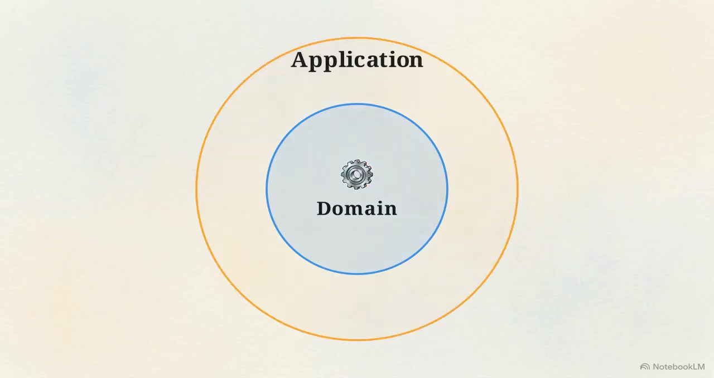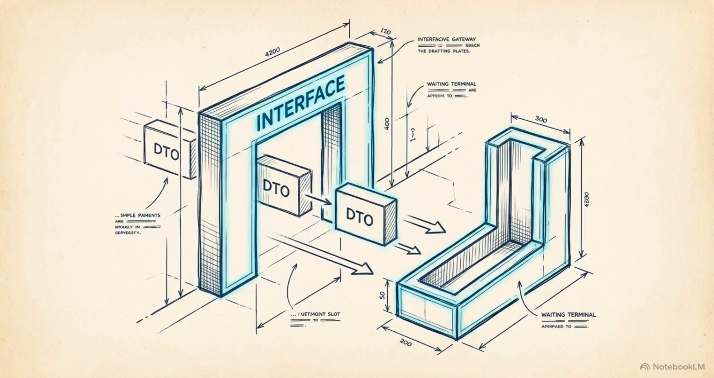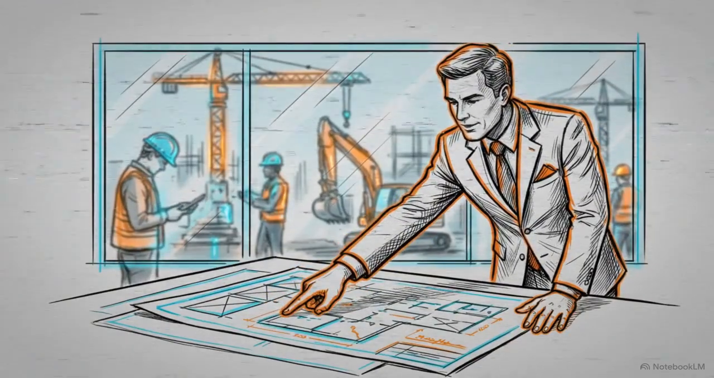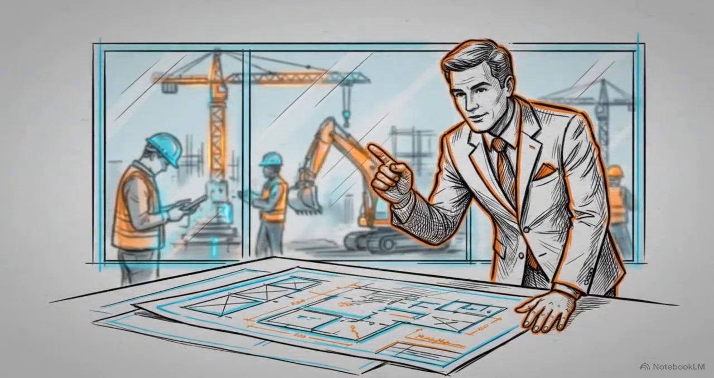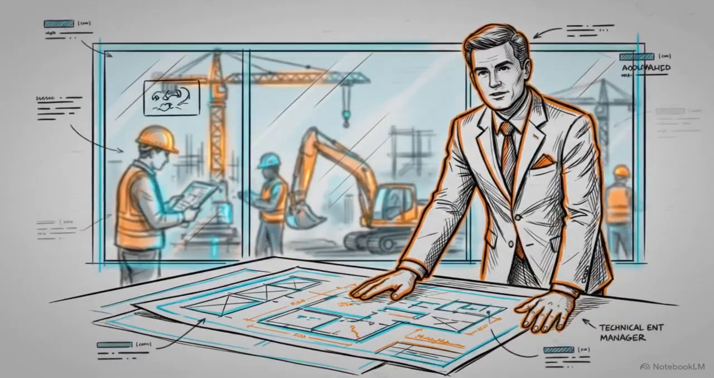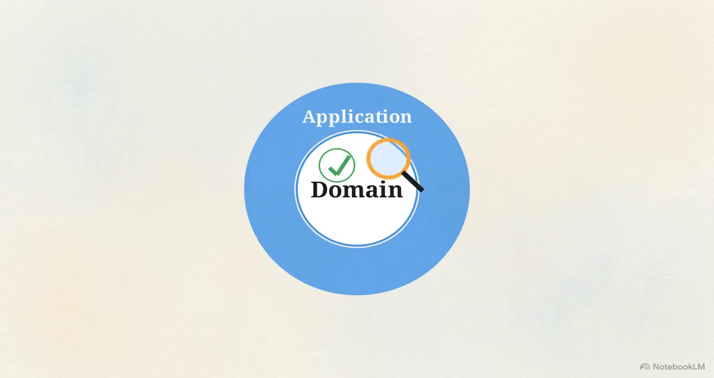Wrapping around the domain is the application layer. This acts as the manager, orchestrating business use cases, and it only references inward. Here, you define your data transfer objects and the interfaces that external technical tools will eventually need to implement. The application layer dictates what needs to happen, but it never contains the code for how the technical details are executed. This isolation lets you unit test complex business rules without a database.